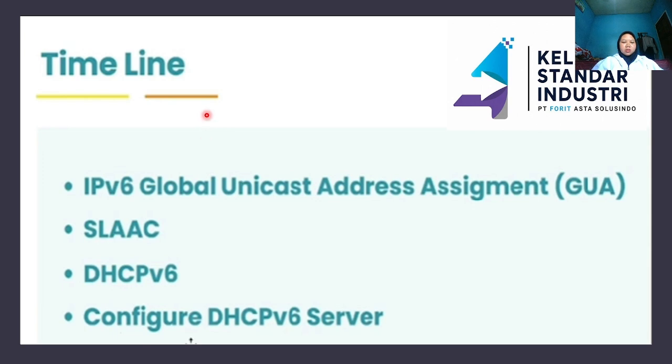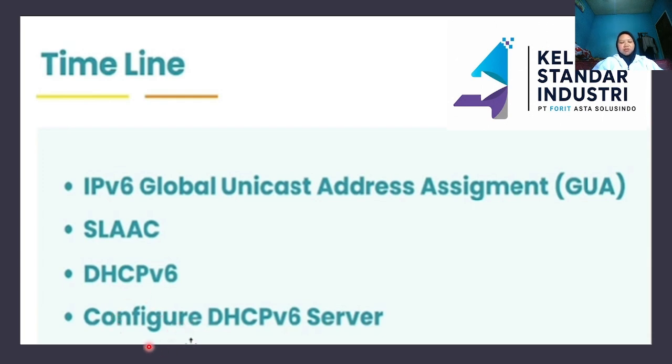So, what is the difference between SLAAC and DHCP version 6? Here we will first discuss the timeline. There are several things that we will discuss. First, there is the IP version 6 Global Unicast Address assignment or GUA. As we discussed in the IP version 6 chapter, the Global Unicast Address is the public IP address in IP version 6. Second, there is SLAAC. SLAAC is the method used for IP version 6 address assignment. Third, there is DHCP version 6.